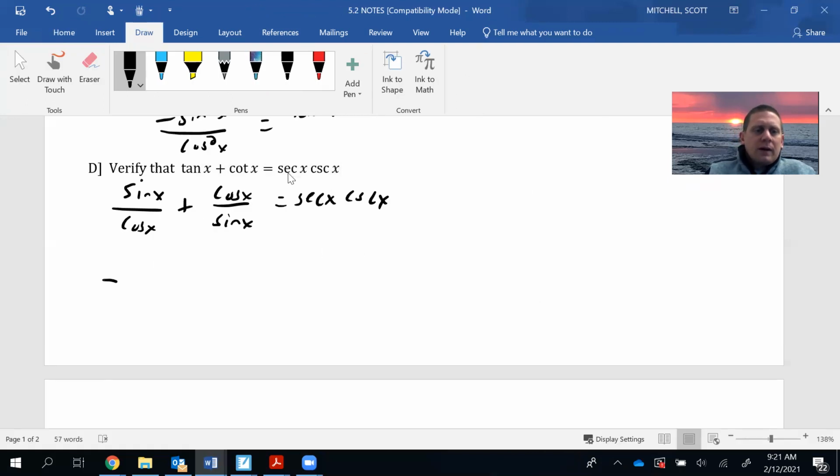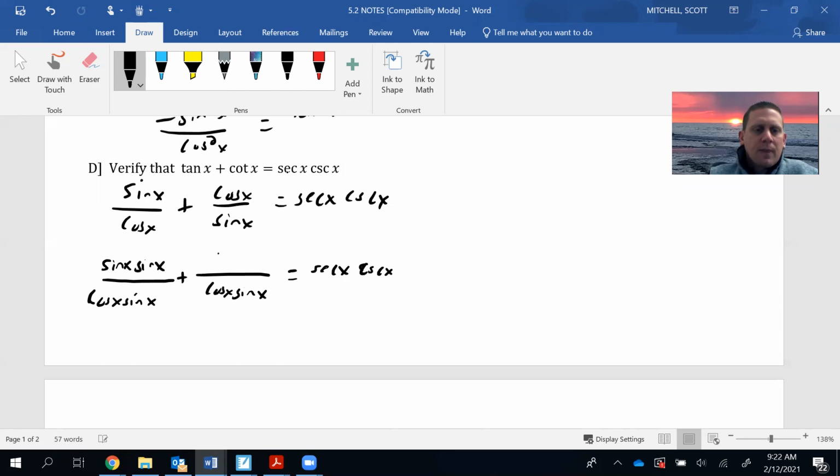So we want to get the bottoms to be the same. I need a cosine x, sine x on both bottoms, because that's going to be my LCD. We haven't touched the right side yet, so I will just copy that down. So what did I do from bottom to bottom here? I multiplied the bottom by sine x. You have to multiply the top by sine x. Then what did you do from bottom to bottom here? You multiplied by the cosine. So you have to multiply the top by cosine.